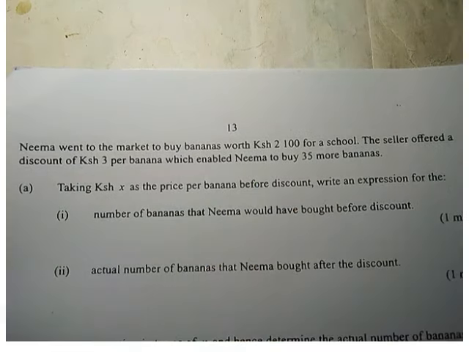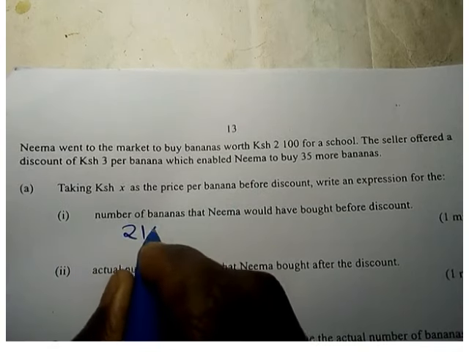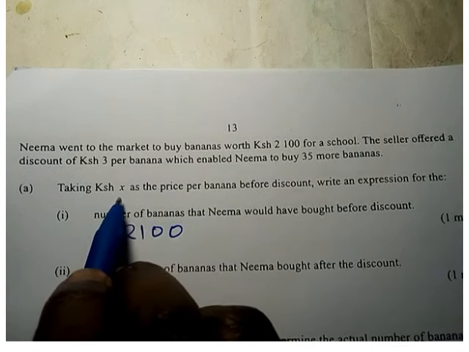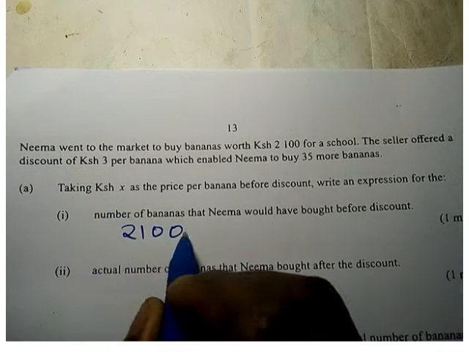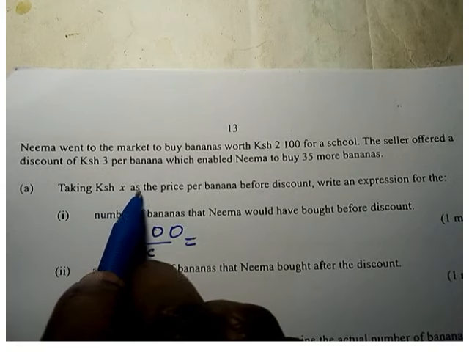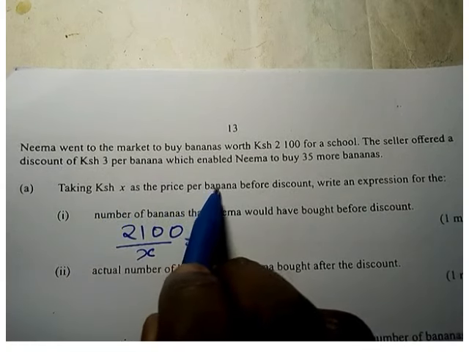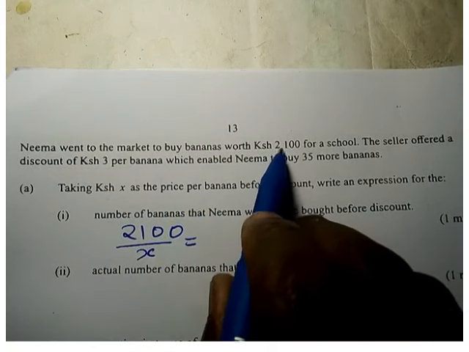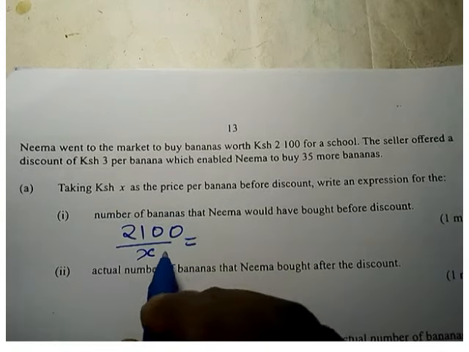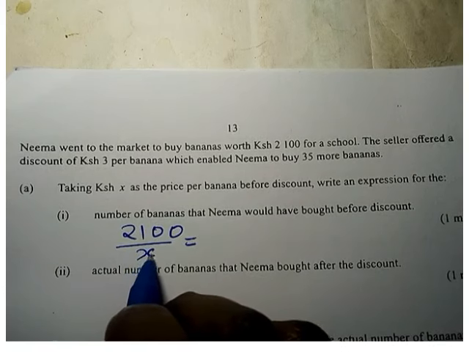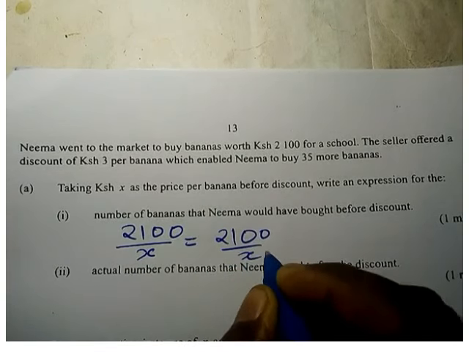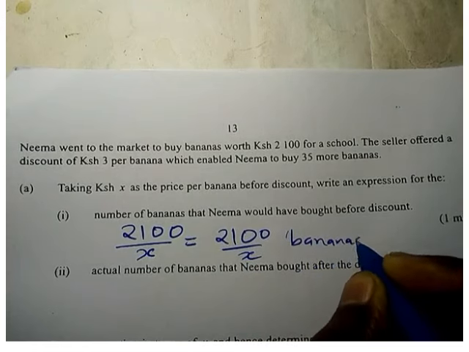So the total Kenya shillings Nehemiah had was Kenya shillings 2100, and she was supposed to buy bananas. If one banana is equal to x shillings, then this is the total shillings. We divide by x, we find the number. Remember, x is the price for one banana. So if she had 2100, we divide by this, we get the number of bananas. So 2100 divided by x, because each banana is x. So we will get 2100 over x. That is the number of bananas.